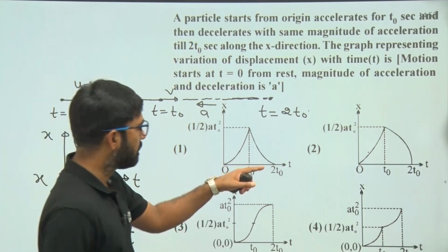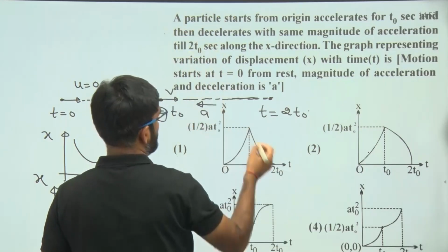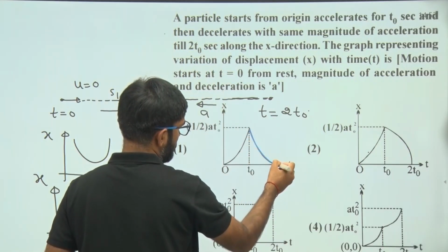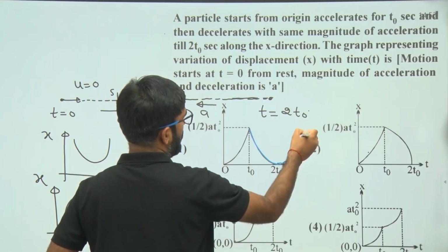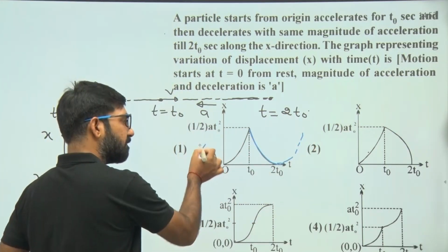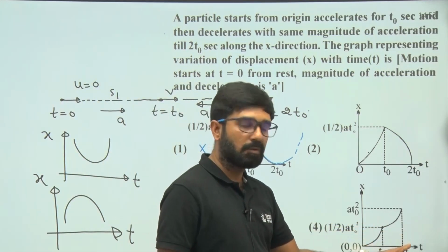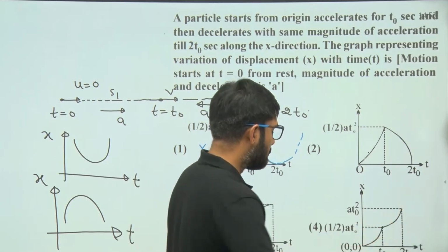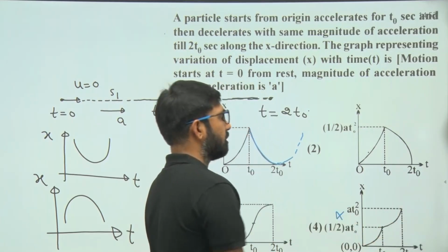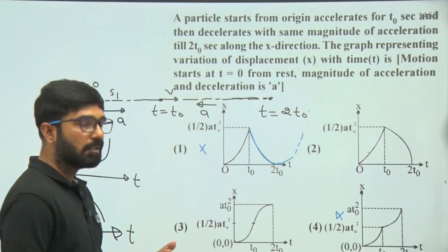In the first option, the graph is like this. So this is part of a concave upward graph, then this is incorrect. Again in the fourth option, from t equal to t naught to t equal to 2t naught, the graph is again concave upward, so this is also incorrect. Now we have to check option 2 and option 3.